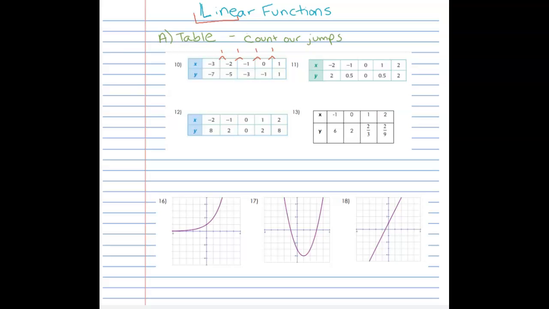So now let's look at the y's. Because our x's were all 1s, our y's need to be all the same number. -7 to -5. Well, if I have -$7 and then I have -$5, I went up 2. -5 to -3, 2. -3 to -1, 2. -1 to 1, 2. Number 10 is a linear function.